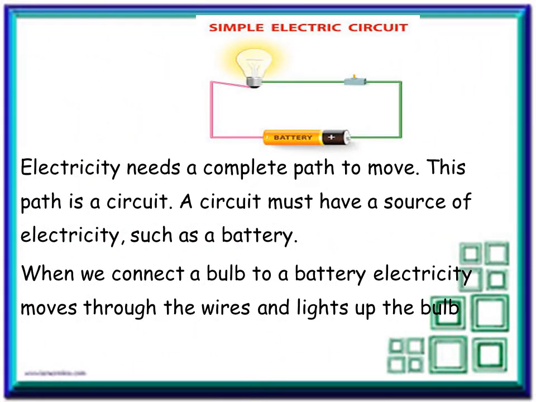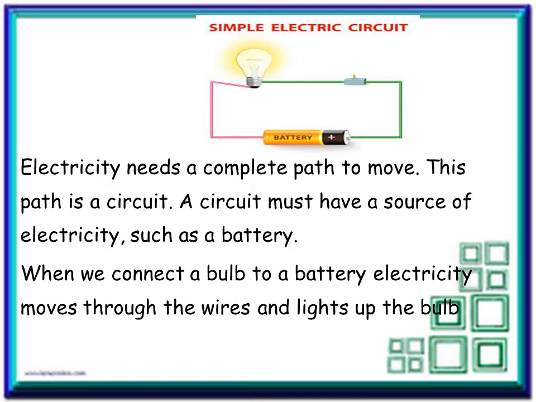What is a circuit? Electricity needs a complete path to move. This path is a circuit. A circuit must have a source of electricity, such as battery. When we connect a bulb to a battery, electricity moves through the wires and light up the bulb. Any complete path along which electrons can flow is called a circuit.